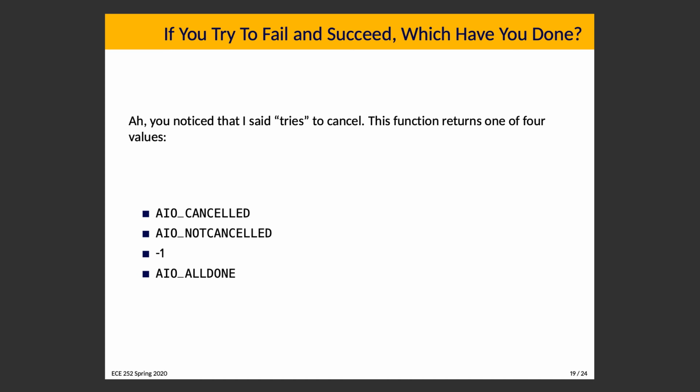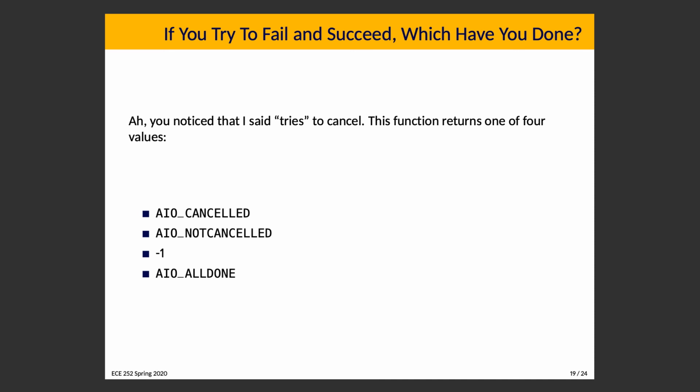Thing is, this function returns one of 4 values, and they all mean different things. AIO_CANCELED means that you requested to cancel some operations, and all of the ones that you requested to be canceled were in fact canceled. So if you only asked for one, that one was successfully canceled. If you asked for 3 of them, those 3 were successfully canceled, and that is total and complete success in what you asked for.